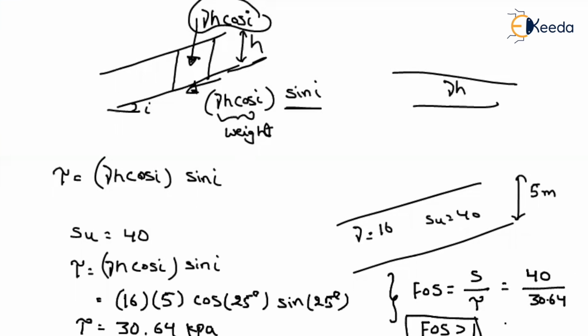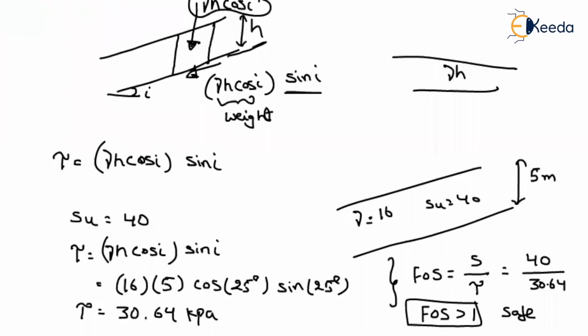That means what we can say? It is safe up to a depth of 5 meter. So the failure is not going to happen in soil A. So if the failure is not going to happen in soil A, then obviously the soil is going to fail in the soil B part.